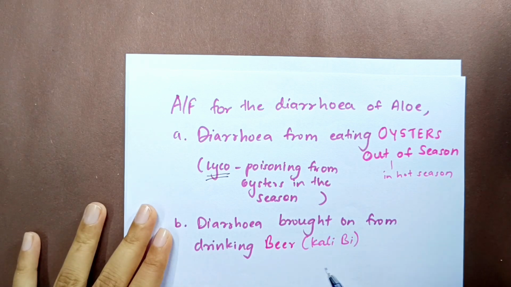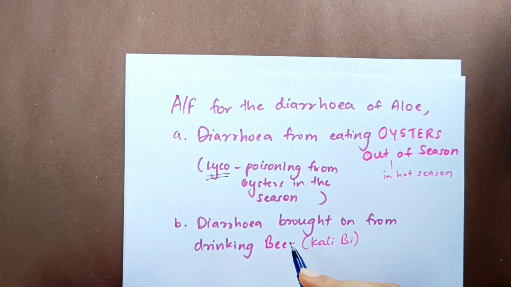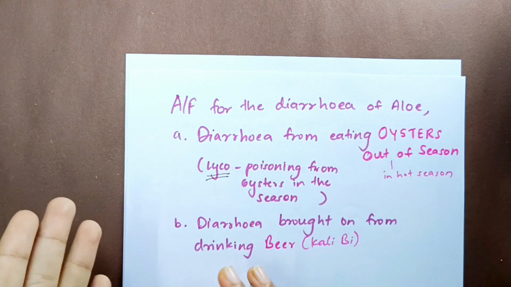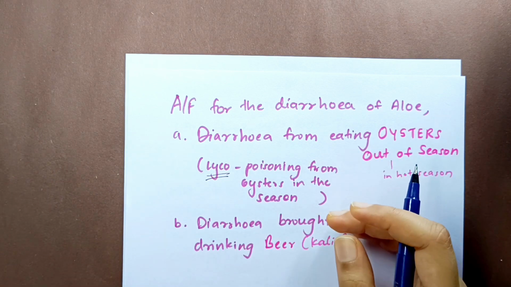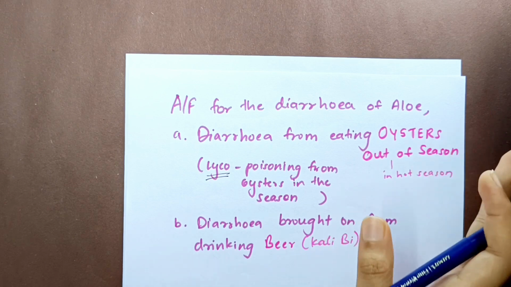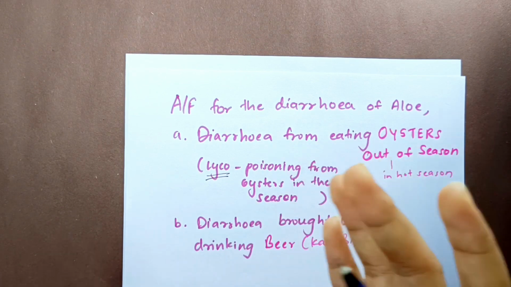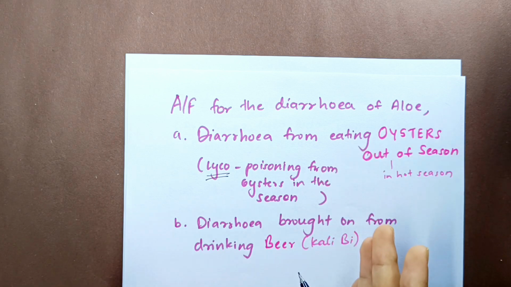Secondly, there is also diarrhea brought on from drinking beer. Now, Dr. Kent says that in persons who have diarrhea every time they drink beer, you will most likely find that aloe will agree with the symptoms. But sometimes it will also be Kali Bai. So, Kali Bichromicum also has diarrhea from drinking beer.